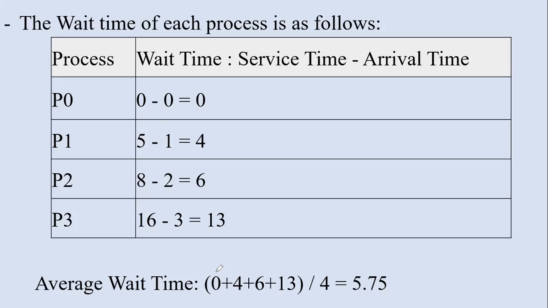Remember, this is waiting time for the first process, process 0, waiting time for the second process, that is process 1, waiting time for the third process, which is process 2, waiting time for the fourth process, which is process 3. Then the total waiting time divided by the number of processes gives the average waiting time as 5.75.